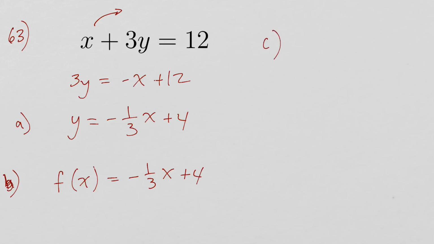In part C, we want to find f of 0. Well, that's negative 1/3 times 0 plus 4, which is 4. So f of 0 is equal to 4.